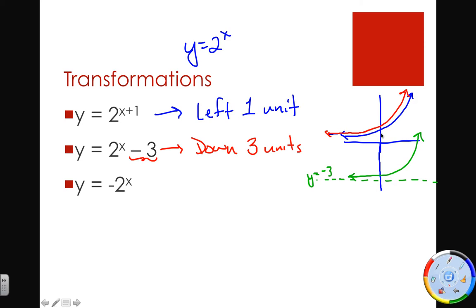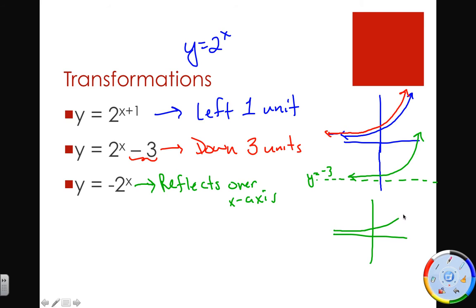The next one, y equals -2 to the x power. This is a negative in front of the function, which means it's a reflection over the x-axis. So we would take 2 to the x, and we'd reflect it across the x-axis. And that's kind of the reflection we'd have. We would never call this a decay or a growth model because it's not above the x-axis. We don't name this particular function below the x-axis.